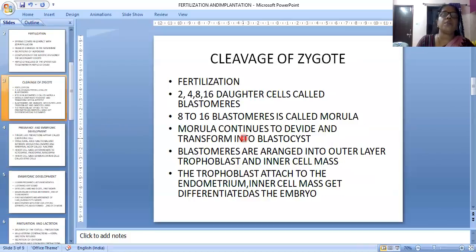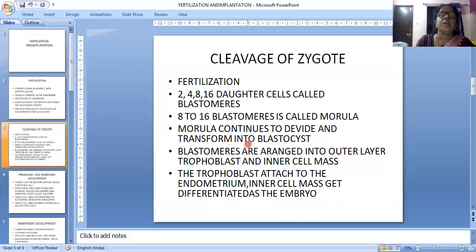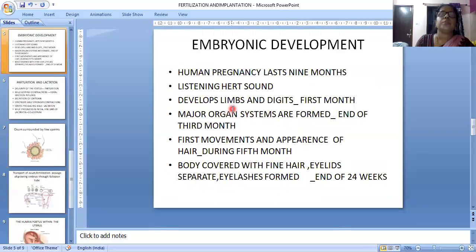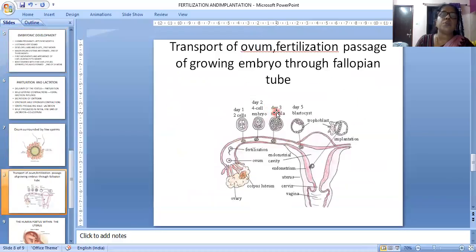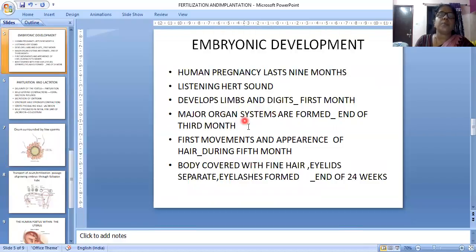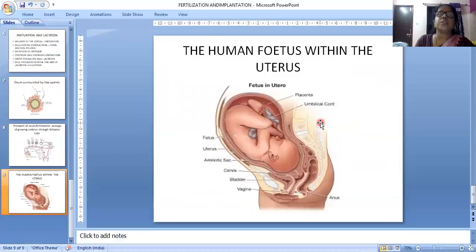So we have covered two topics: cleavage of zygote, and fertilization and development. Now we are discussing pregnancy and embryonic development. This shows what changes happen in a particular month of human pregnancy. This is the human fetus within the uterus.